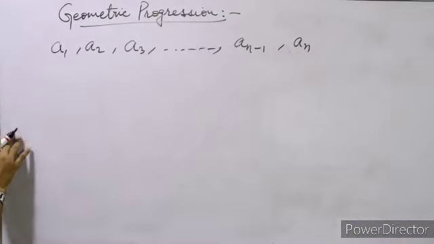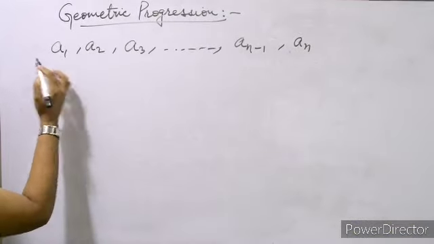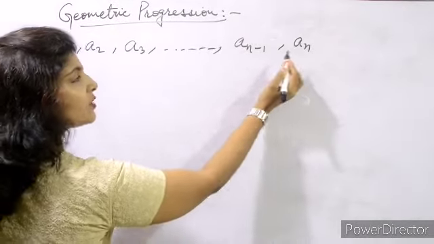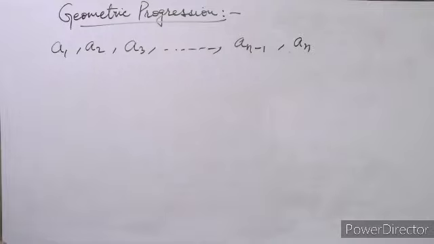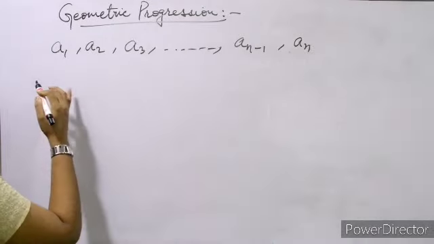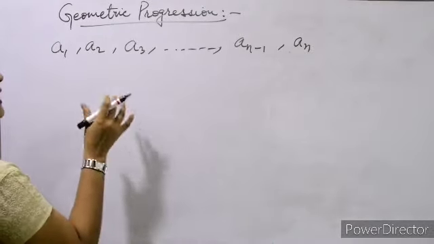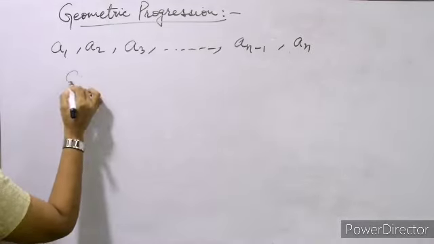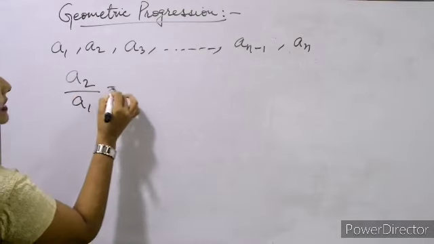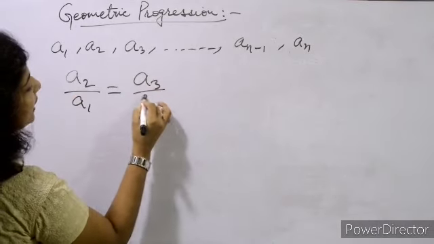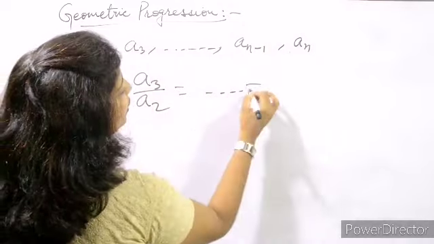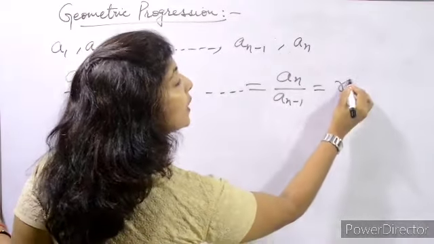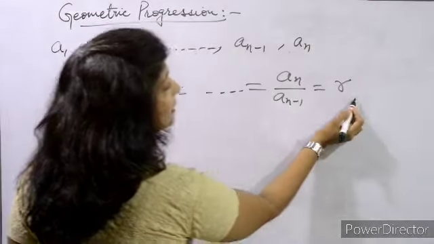So geometric progression. Now we'll see this. If a series is given a1, a2, a3, up to an minus 1, an, up to an is given, then this sequence will be called a GP, geometric progression, if and only if a2 upon a1 is equal to a3 upon a2 is equal to dot dot dot an upon an minus 1 is equal to r. r is the common ratio.